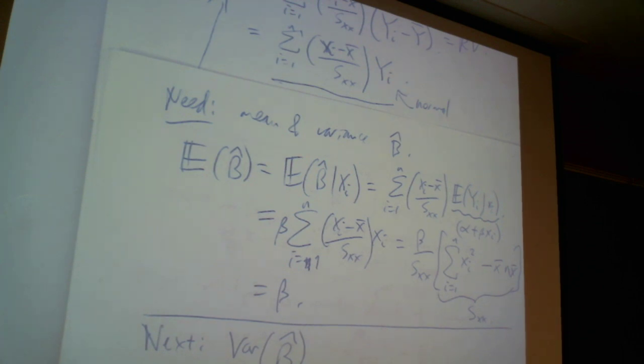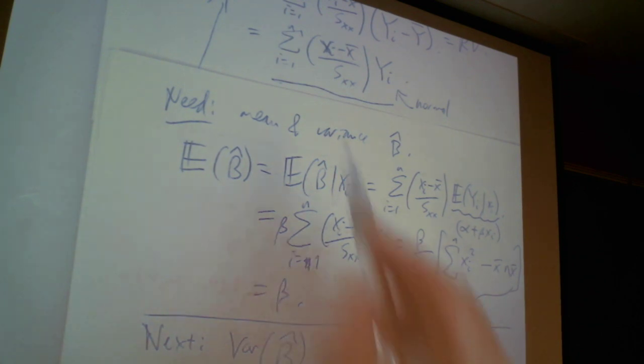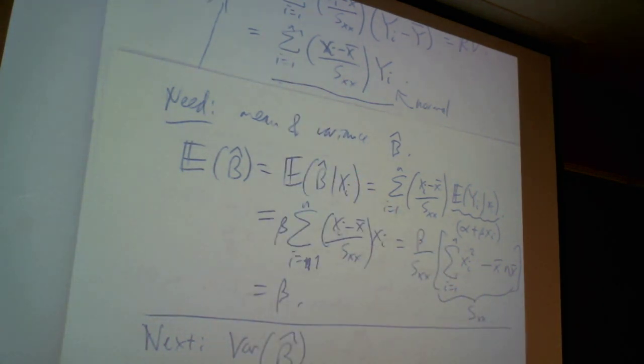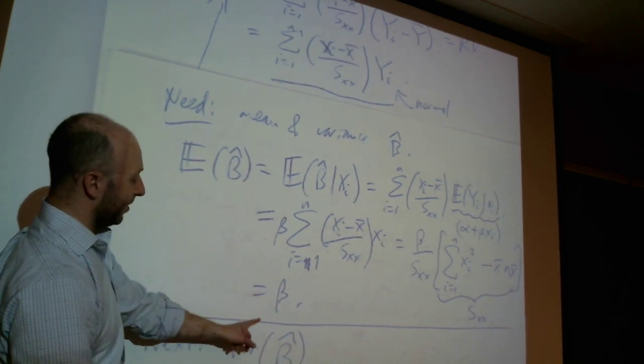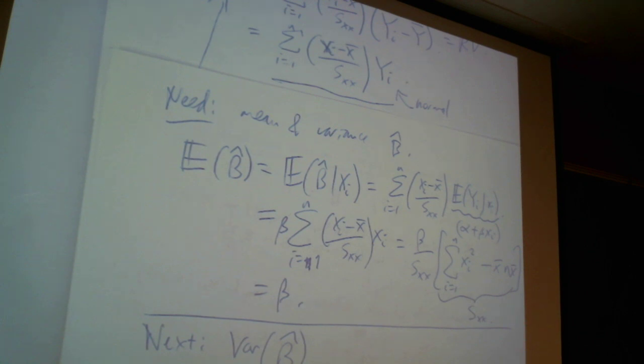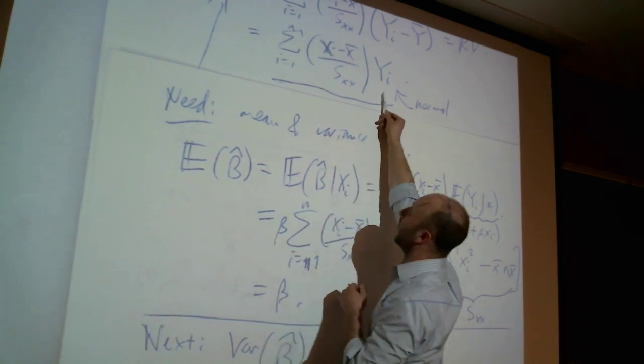Dylan: Using E of B squared. The formula of E of B squared minus E of B squared is variance. Oh, you're going to do expected value of B squared? Yeah, you could do that. That'll be more complicated. The question was, are these guys independent? And the answer was yes.